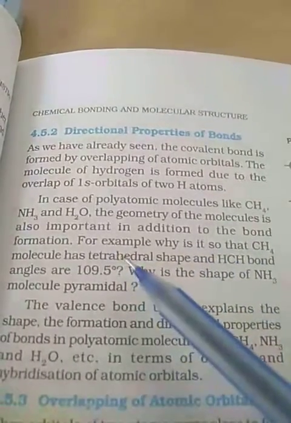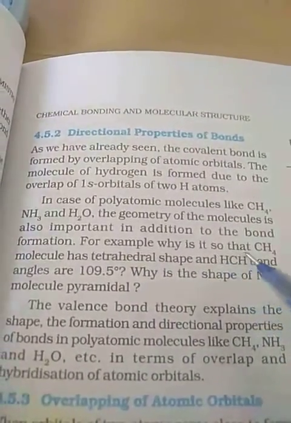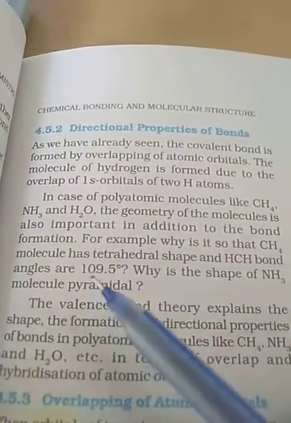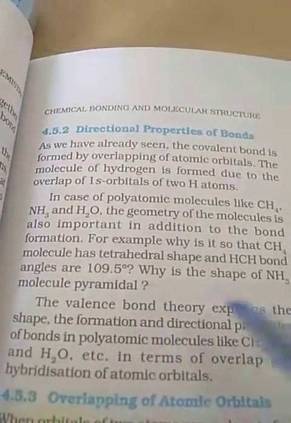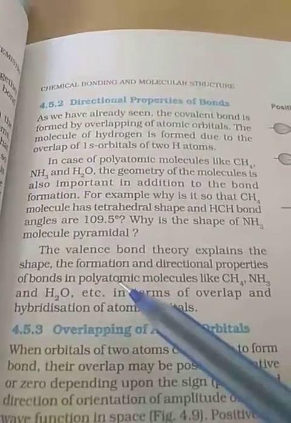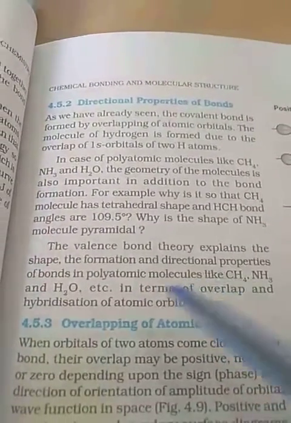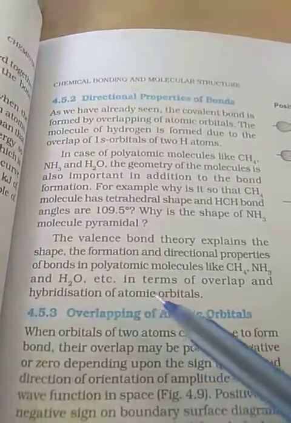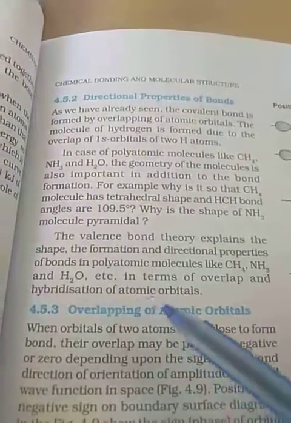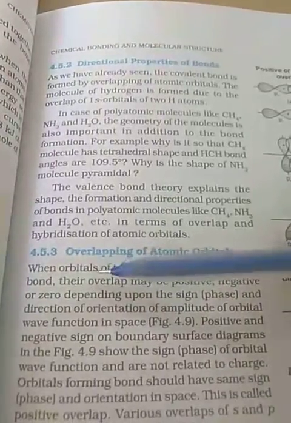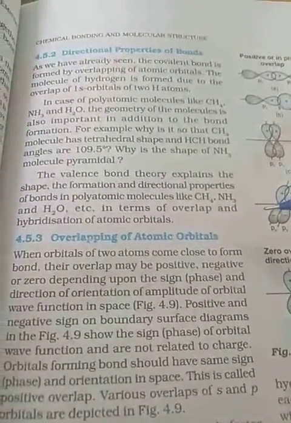In addition to the bond formation, for example, why is it that the CH4 molecule has a tetrahedral shape and H-C-H bond angles are 109.5 degrees? Why is the shape of the NH3 molecule pyramidal? The valence bond theory explains the shape, the formation and directional properties of bonds in polyatomic molecules like CH4, NH3 and H2O etc. in terms of overlap and hybridization of atomic orbitals. So after valence bond theory, we are understanding the concept of overlapping of atomic orbitals.